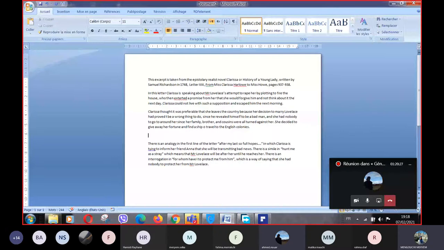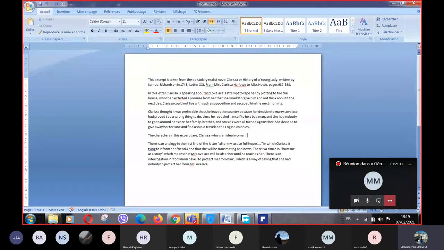So the characters in this excerpt are the following. So Clarissa. Who is Clarissa? She is the ideal woman. Okay, Clarissa, who is an ideal woman. She's virtuous also, yes, virtuous, and well-mannered.